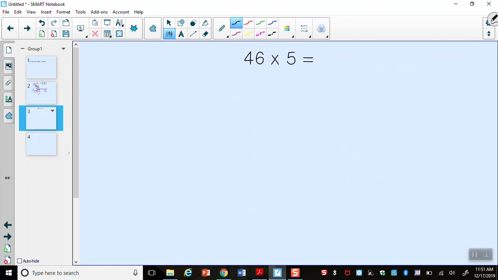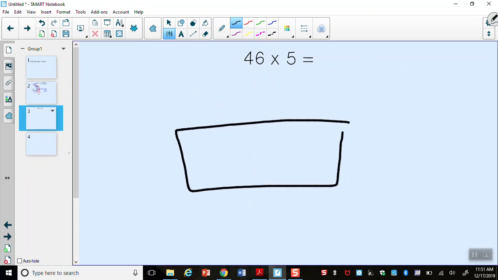Another way that we can do this is we can use what's called the box method. And this way is where you draw a box and split it in half. Now, at the top of our box, we're going to break down 46 into tens and ones. So 46 would be 40 plus 6, or 4 tens plus 6 ones. Then on the side, we would put our 5 because that's what we are multiplying by, is 5 ones.